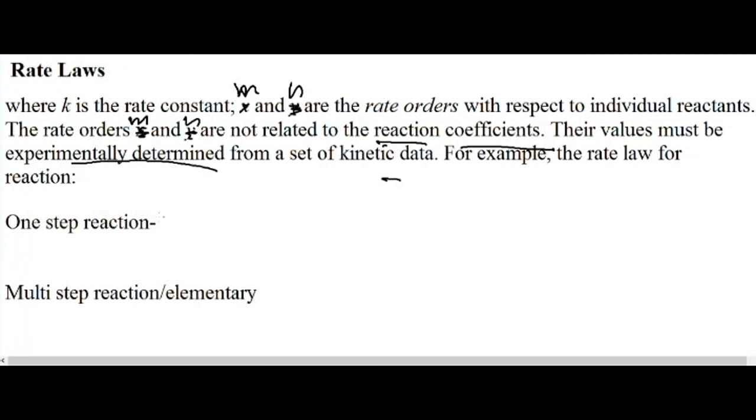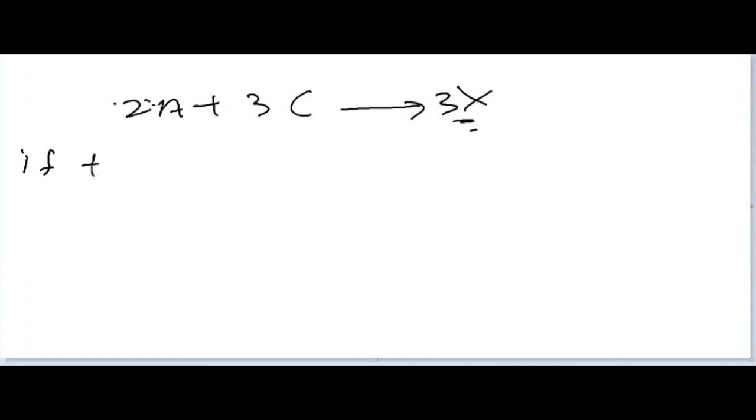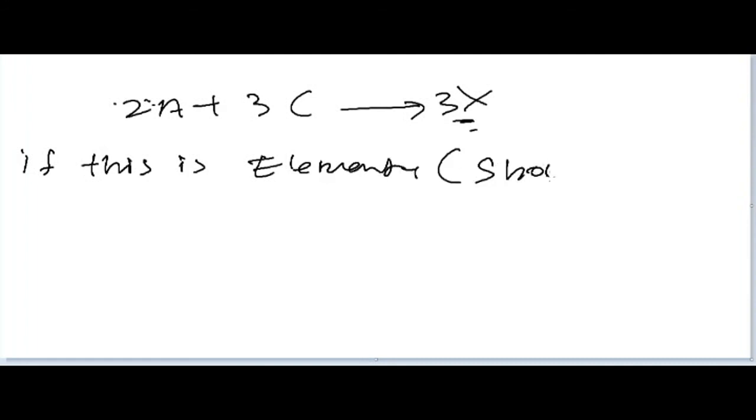Now I just explained two types of reaction, one step and multi-step reactions. Now think about a one step or elementary reaction. Think about this reaction: 2A plus 3C convert into X. There is no problem on this side, the rate depends on the reactants. So now if this is an elementary reaction, this should be given.